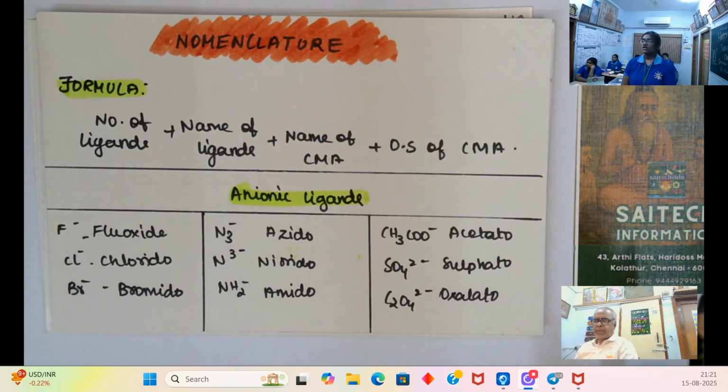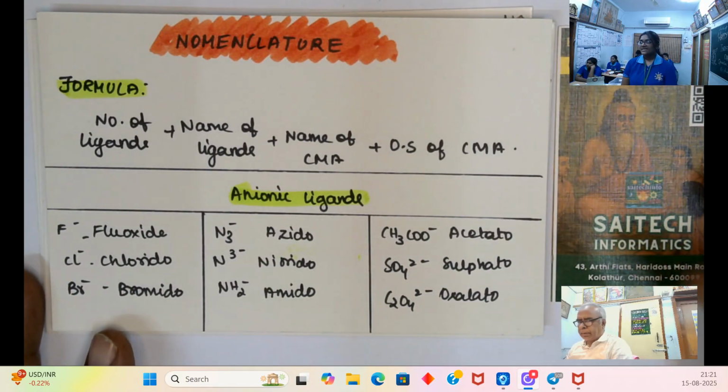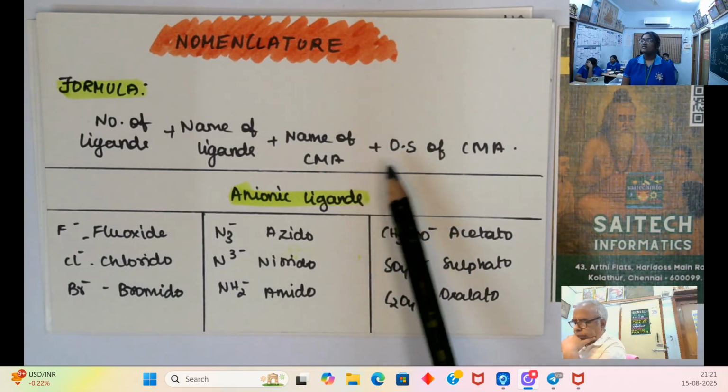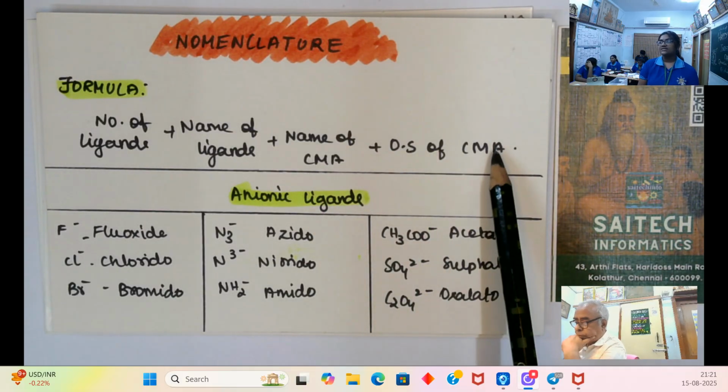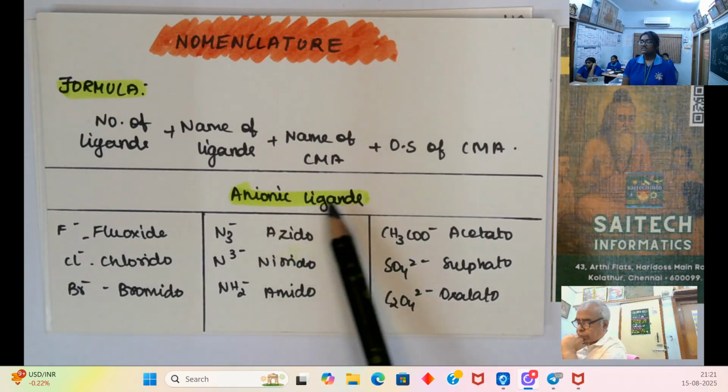Nomenclature. The formula for nomenclature is number of ligands plus name of the ligands plus name of the central metal atom plus oxidation state of the central metal atom. That should be represented in Roman numerals. Anionic ligands, these are some examples.